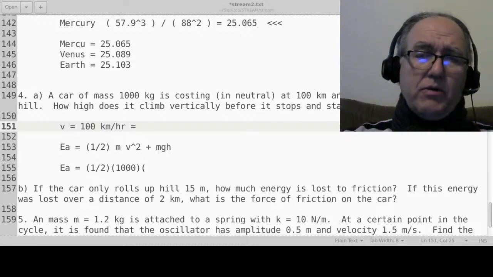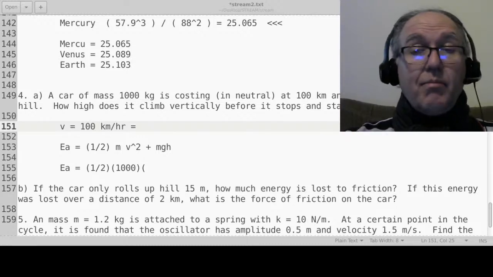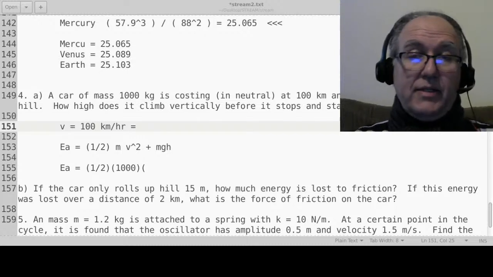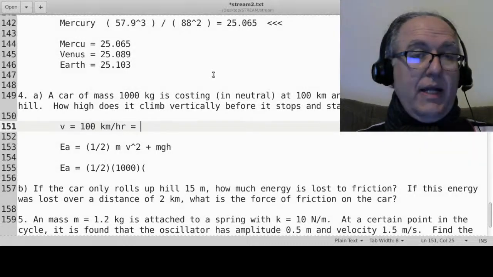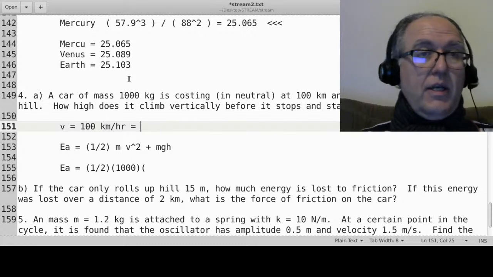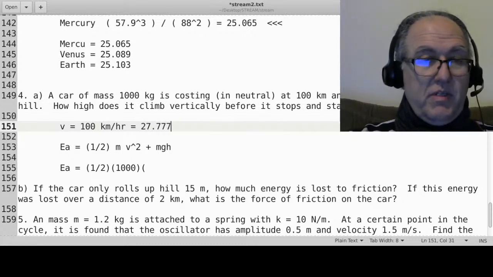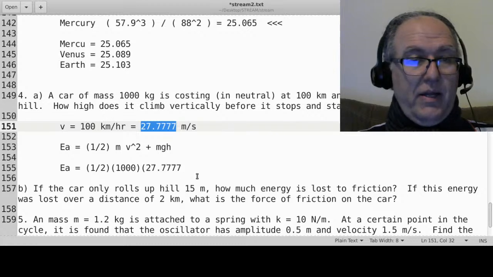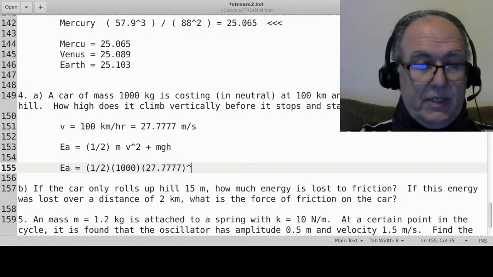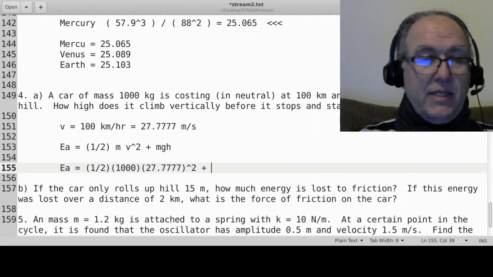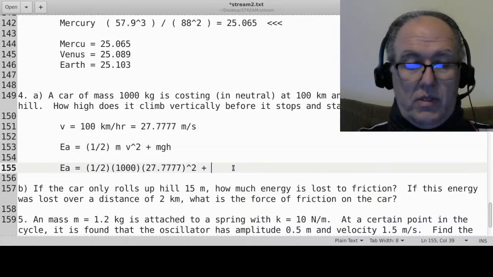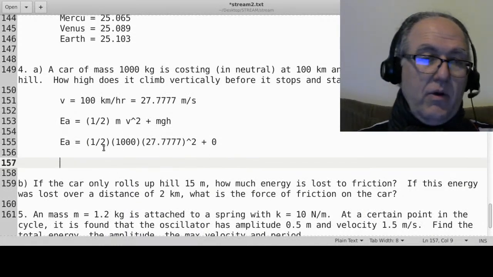It's like multiplying by 1,000 because a kilometer is 1,000 meters, but then dividing by 3,600 because there's 3,600 seconds in an hour. So over here, this is going to equal 27.7777 meters per second. Too many digits, but good enough. And that's squared like that, and then plus, well, M and G, they're not 0, but H is 0, so there you go, it's 0 like that.